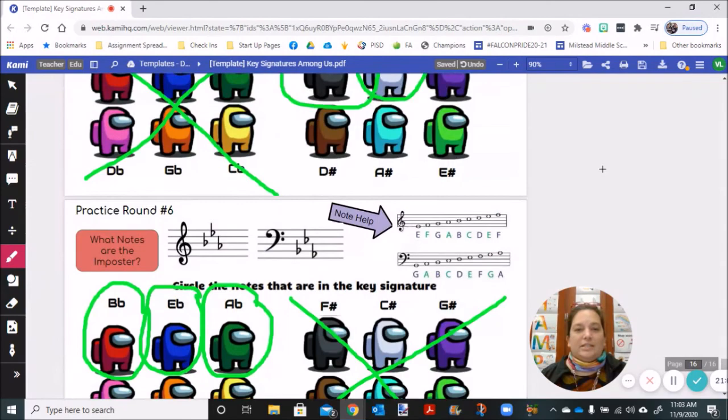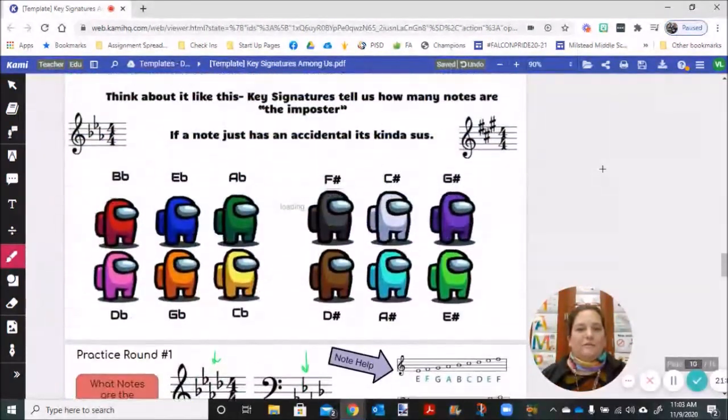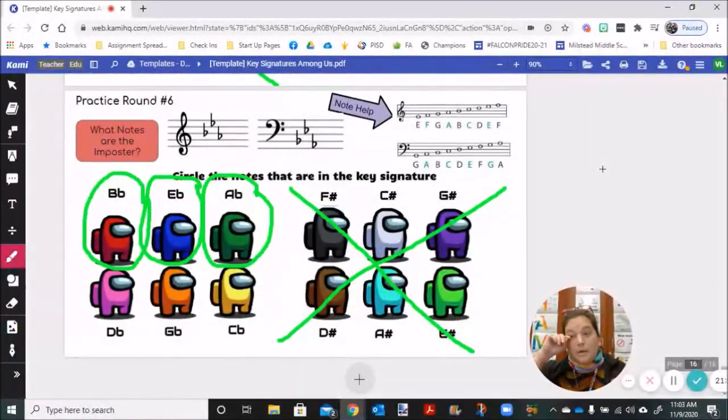Make sure your slides look like mine, that you've filled every single one out following the directions. And then you're going to go into Google Classroom and click Turn In on the key signature lesson assignment.